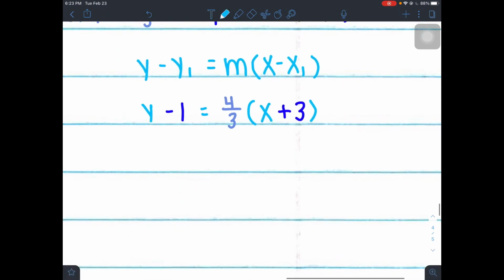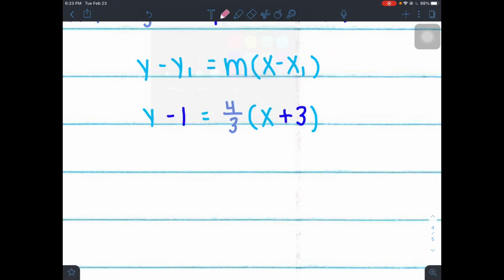Okay, now from here, we want to distribute because we want to get rid of the parentheses because we're trying to get to standard form here. So I'm going to leave y minus 1 as is, and then we're going to distribute 4/3 times x, which is going to be 4/3 x. And then 4/3 times 3 is going to be positive 4. That worked out nicely.